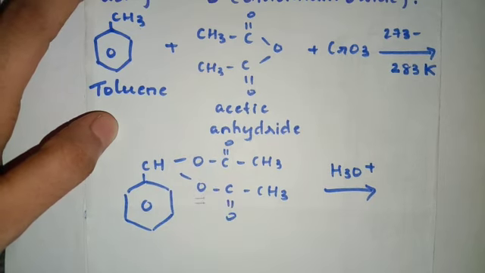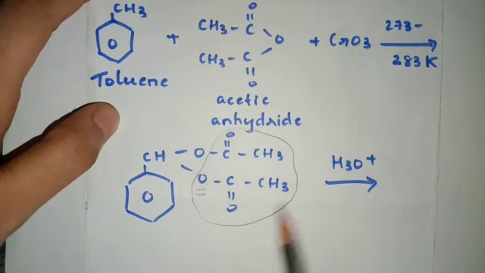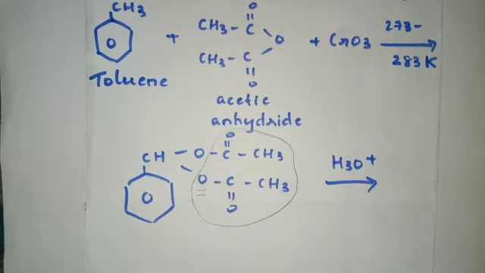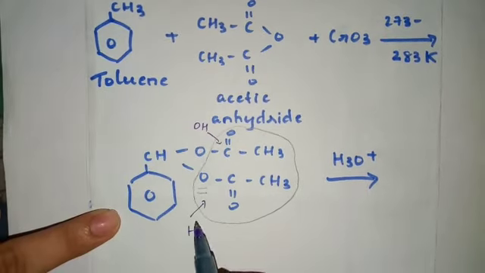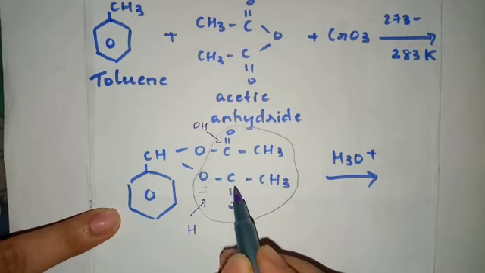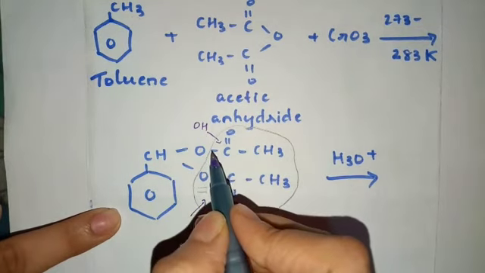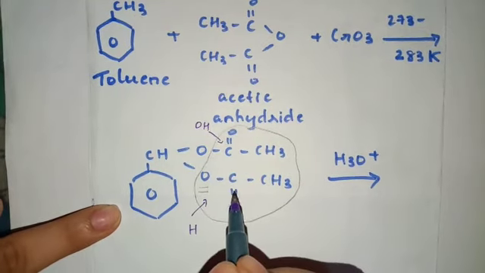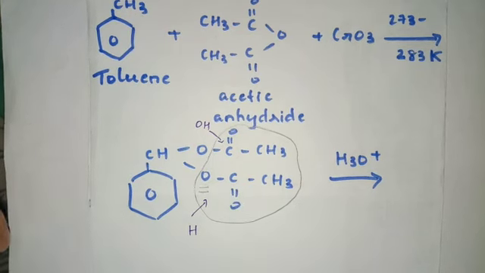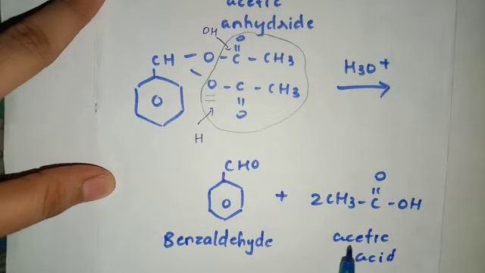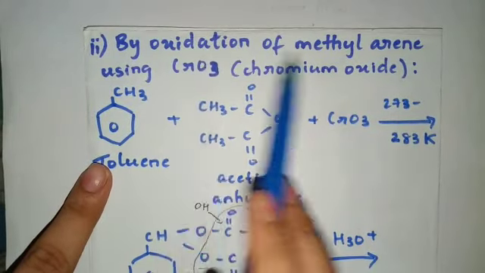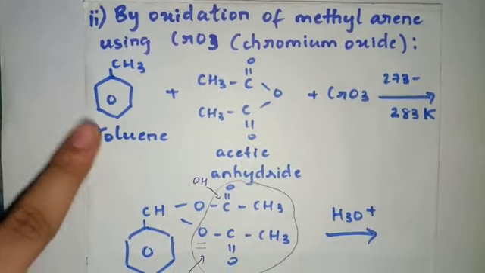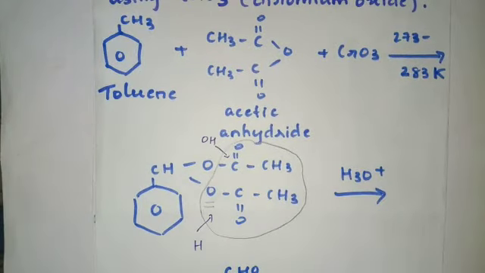So what is the not required part? This much part is not needed. So what is going to happen? The water molecule that is there, so your H will combine with this, you will get CH3 C double bond O OH. Your OH will come over here, so that is nothing but acetic acid. Okay, so these are the products formed, benzaldehyde and two molecules of acetic acid. So this was the second reaction, oxidation of toluene using chromium oxide.